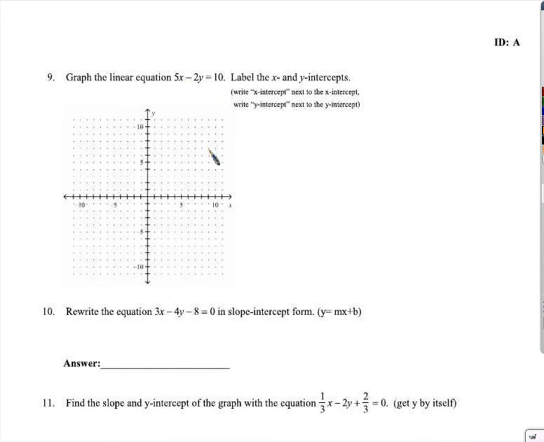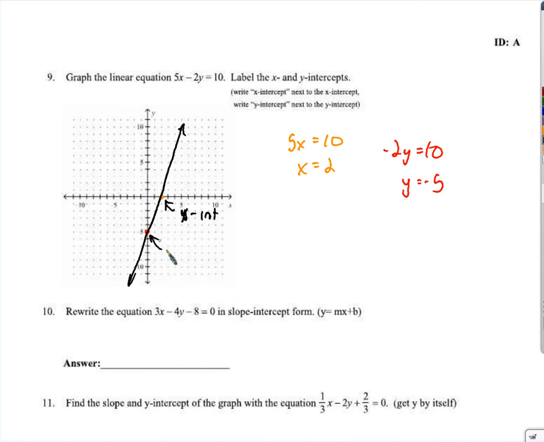So, label the x- and y-intercept and graph this line. This is great. This is right after number 7 and 8, where I found x- and y-intercepts. I do the exact same thing. To find the x-intercept, I put in a 0 for y, so I get 5x equals 10 and x equals 2. That's my x-intercept. My y-intercept, put 0 in for x, I get negative 2y equals 10, y equals negative 5. Those are two points on the line, and so the line can be finished up just like that. All right, pretty simple stuff. And I said to label it, so just give me a little note, hey, that's the x-intercept, that is the y-intercept.